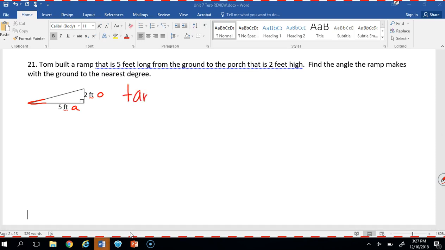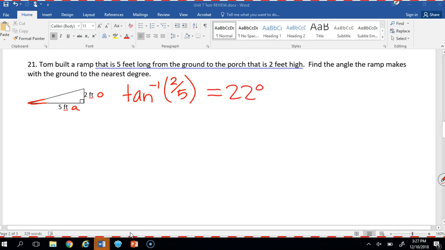So we're going to say the tan, now remember we're doing the inverse here because we're trying to find an angle, and we use inverses when we're trying to find angles. So we're going to do inverse tan of 2 over 5 because that's opposite over adjacent. And when we do that, it tells us that this angle is 22 degrees, because this tells us again to round it to the nearest degree. When you're doing this inverse tan on your calculator, you push second and the tan button, and that's how you get inverse tan.